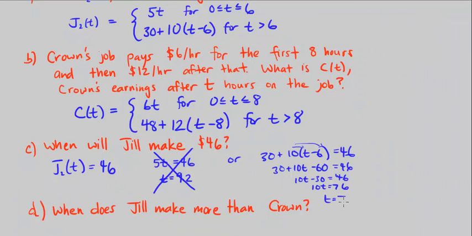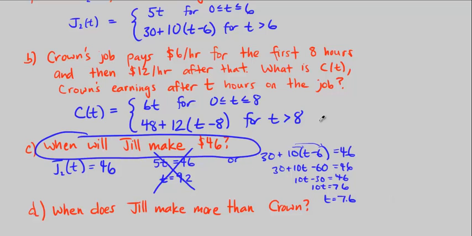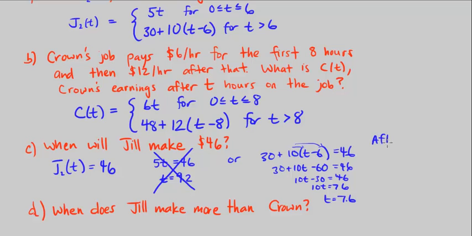So t is equal to 7.6, and we know t is in hours, so when will Jill make $46? After she works 7.6 consecutive hours, right? After she works 7.6 hours, then she's going to be hitting $46. All right.